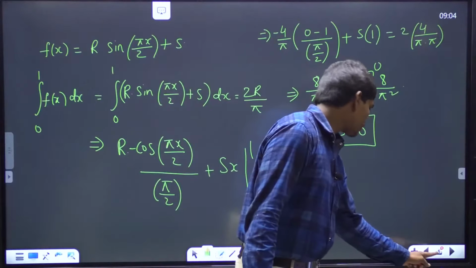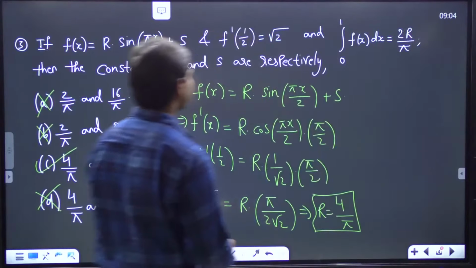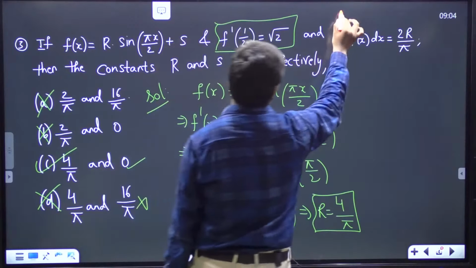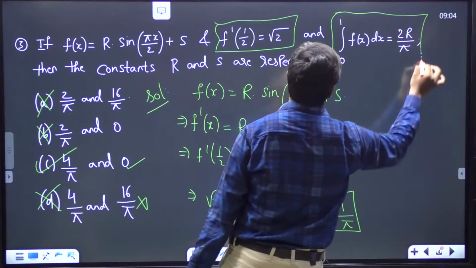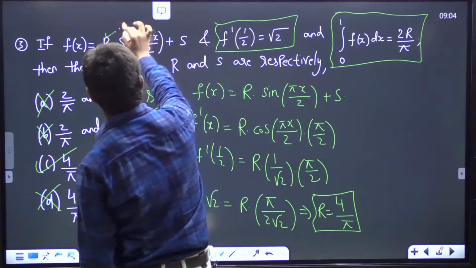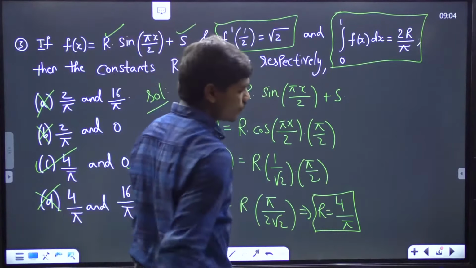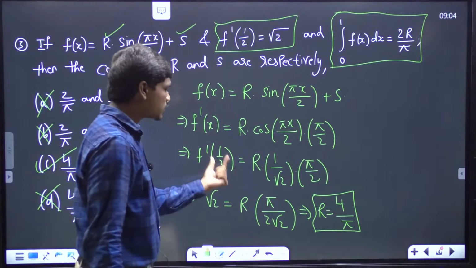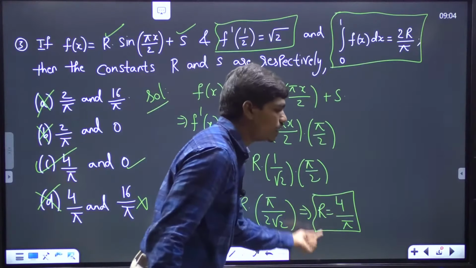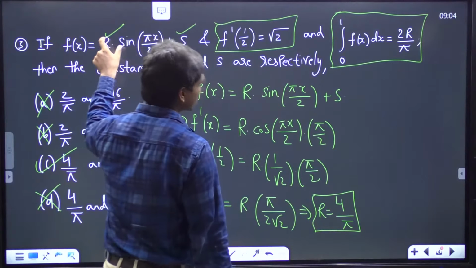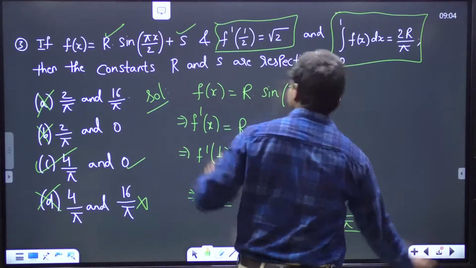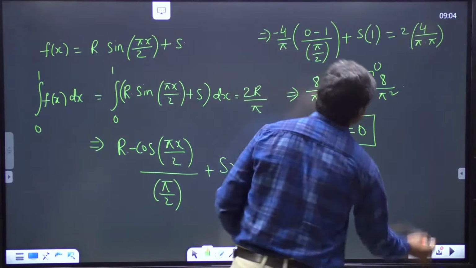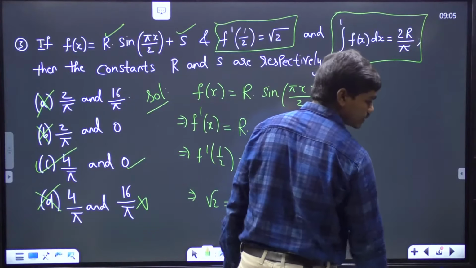Okay. Subramaniam, you want me to explain once? See, it's given two equations here: f dash of 1 by 2 is equal to 2, and this integration. So we have two unknowns and two equations, where the two unknowns are R and S. So first of all, we differentiated this function f of x, and then we found f dash of 1 by 2, from which we got the value of R. Once we got the value of R, we substituted here and found the value of S by equating this integral to 2R by pi, which is given here. Okay, in this question.